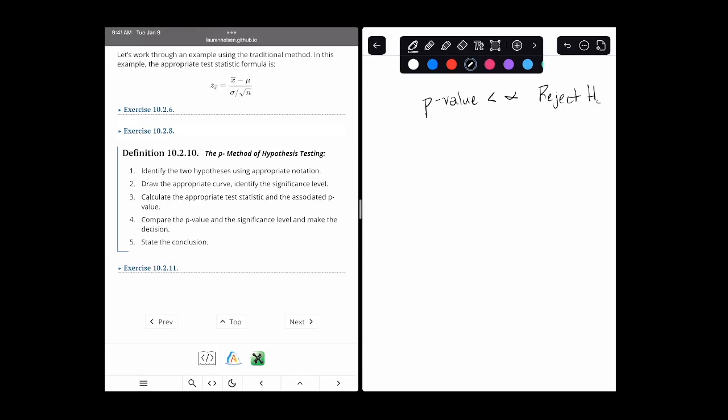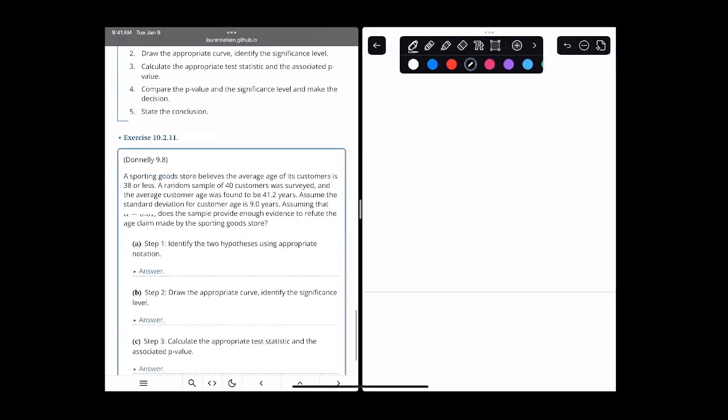If our p-value is smaller than alpha, our cutoff, that means that we'll reject the null. That means that the probability of getting our sample is just too small, that we don't think the null hypothesis can be true. And so if our p-value is less than alpha, we reject the null, and otherwise we'll fail to reject the null. So let's look at this next problem.